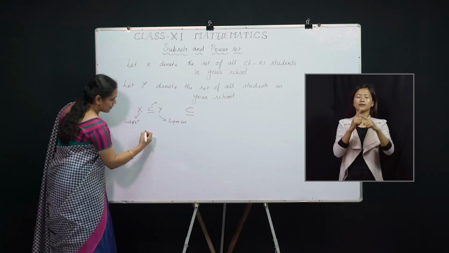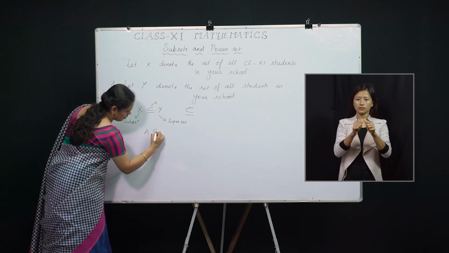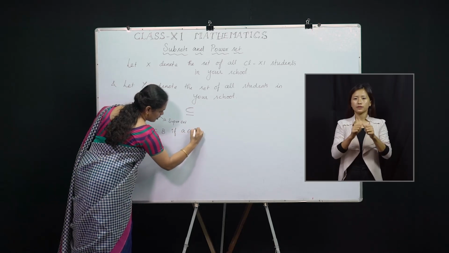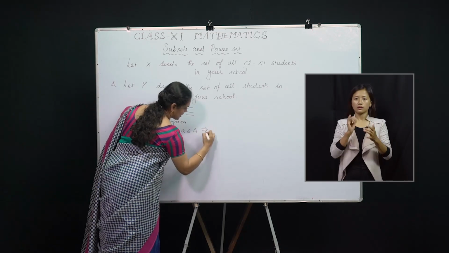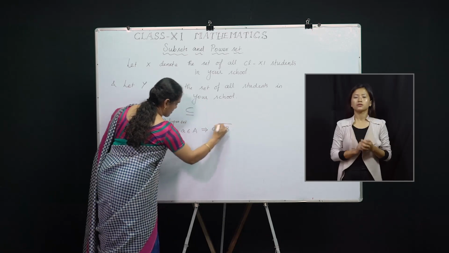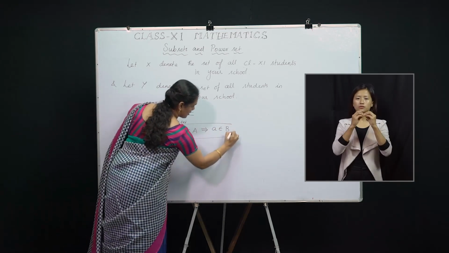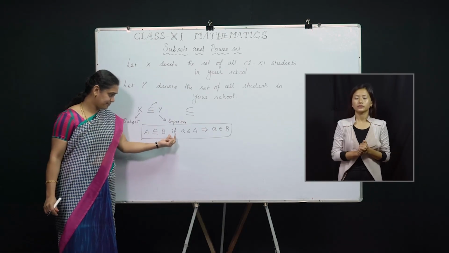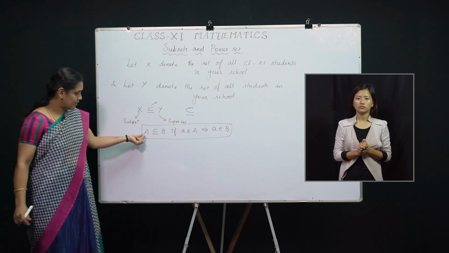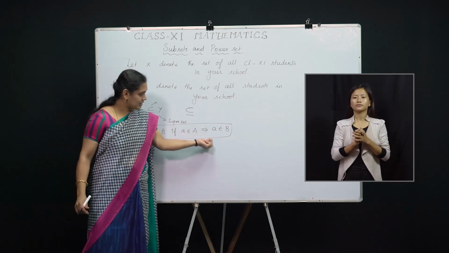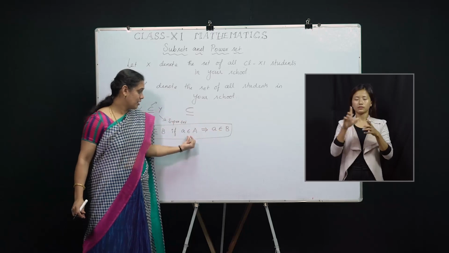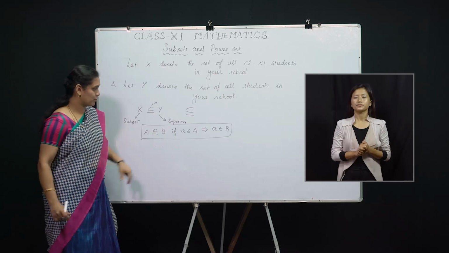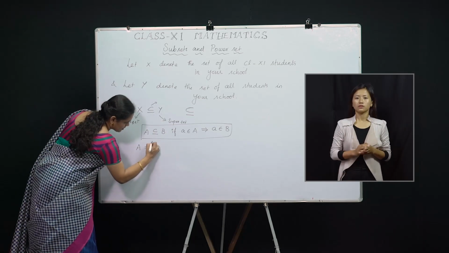Okay, so otherwise we can write this one. A is a subset of B if a belongs to A implies a belongs to B. You can remember this. This is the definition for the subset. A is a subset of B if a, small a, is an element in this set, which implies that a is also an element in B. Then only we can say that A is a subset of B. Not only for one element, every element of A.